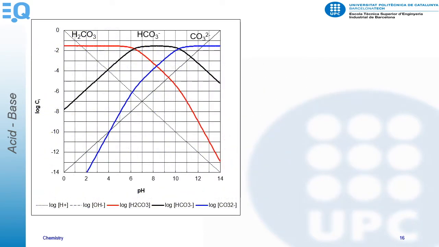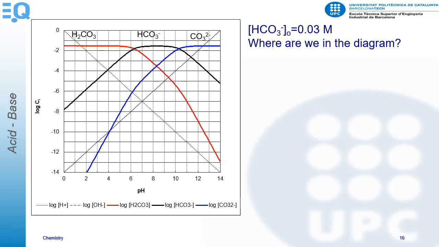There we have three lines corresponding to the different species. The red line is the acid species, the carbonic acid. The blue line is the basic substance, which is the carbonate anion, which is also the predominant one in the right part of the diagram at a high pH. Finally, in the middle, we have the black line of hydrogen carbonate, which is the amphoteric substance. That means that it can be either an acid or a base, both giving or gaining hydrogen cations.